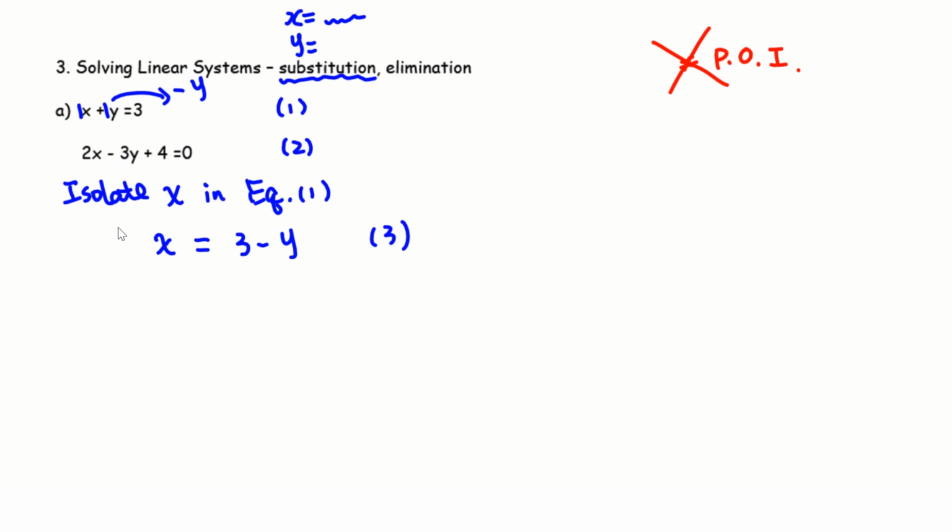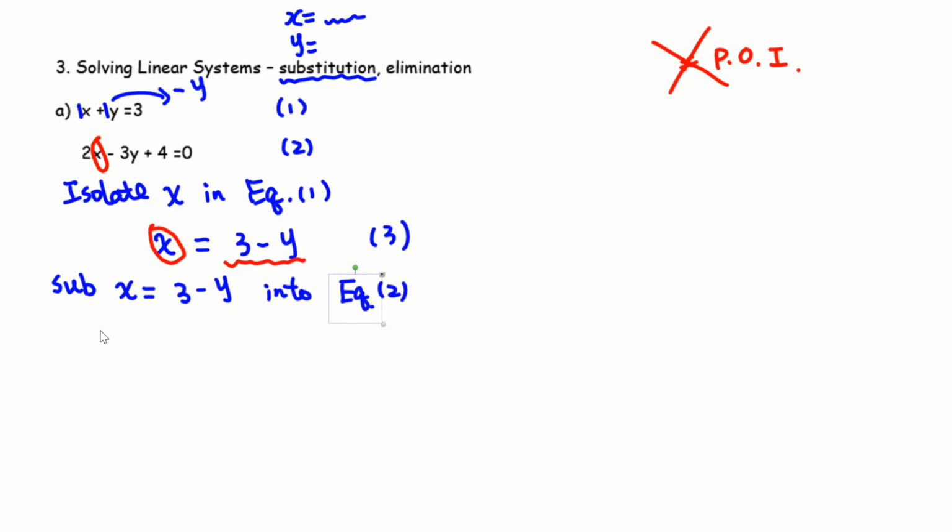Then the purpose for us is we want to get rid of one variable. So x is isolated. We want to replace the x in another equation with the equivalent 3 minus y. So we sub x equals 3 minus y into equation 2. Make sure you sub into a different equation. So now we have 2.